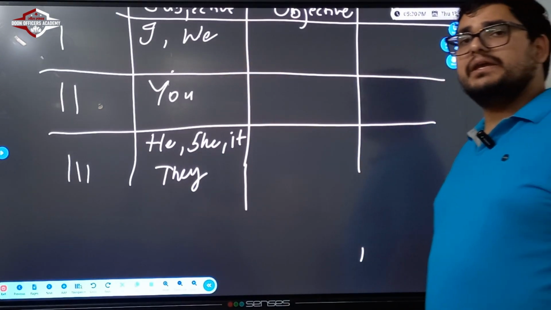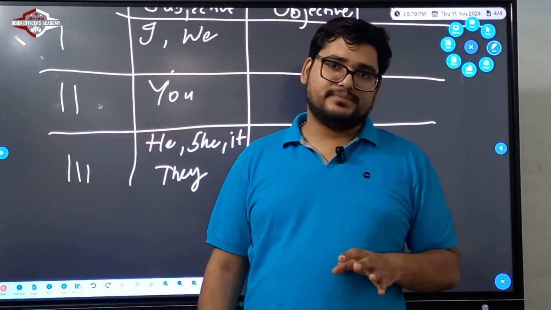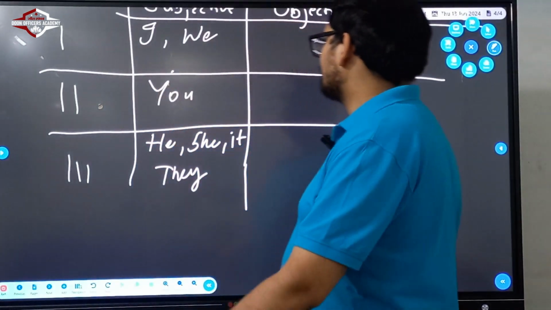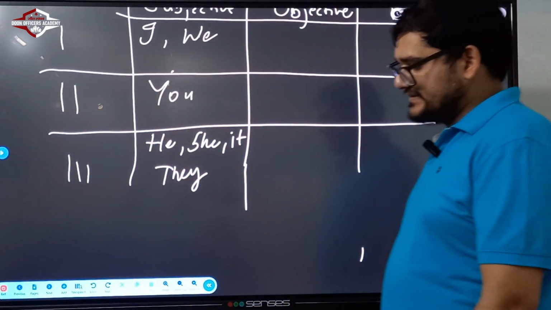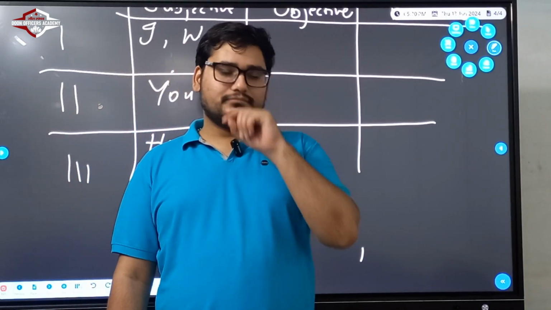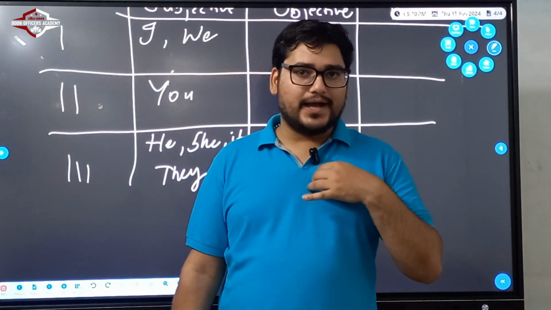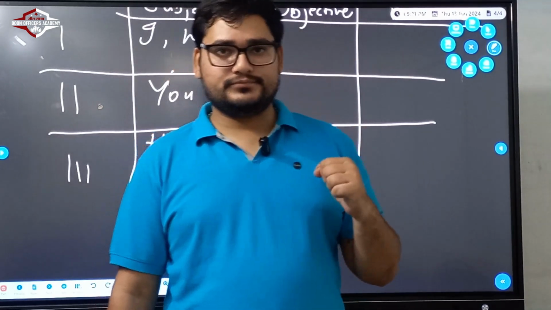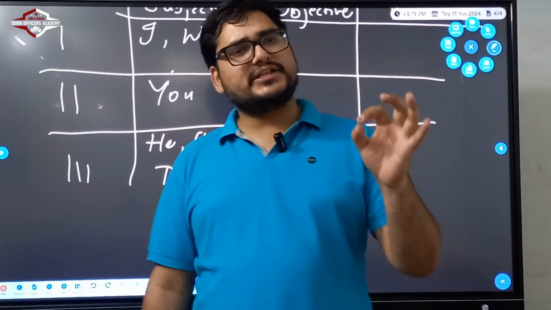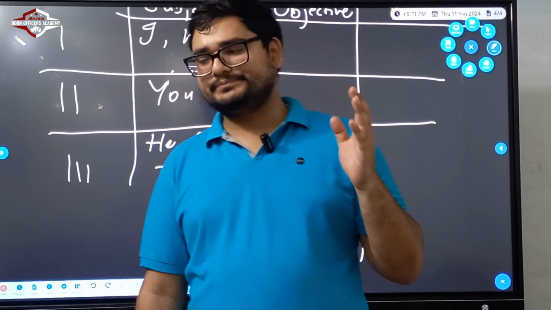Now, how about if these pronouns happen to be in objective case? If these are our objects, then what do we do? So, let's talk about it. For example, let's make a sentence. I say, I speak to you, right? Or let's say simply, I talk to you. I speak to you, I talk to you, or I teach you, whatever, right?